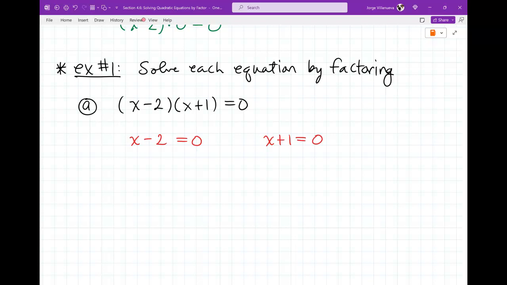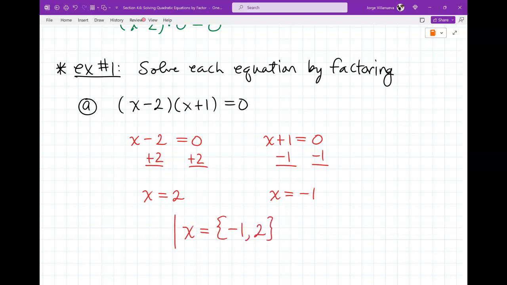Solve both problems. On the left side, if I add 2, I get x equal to 2. On the right side, if I subtract 1, I get x equals negative 1. So my two solutions are negative 1 and 2.